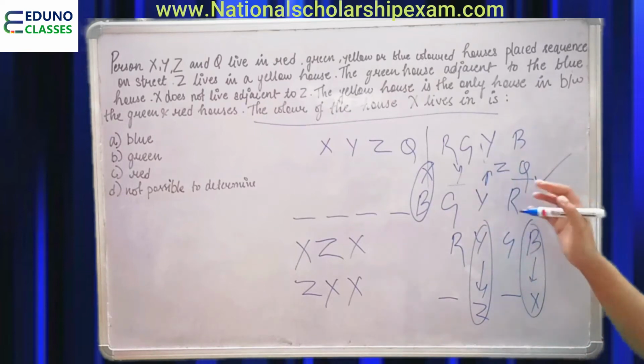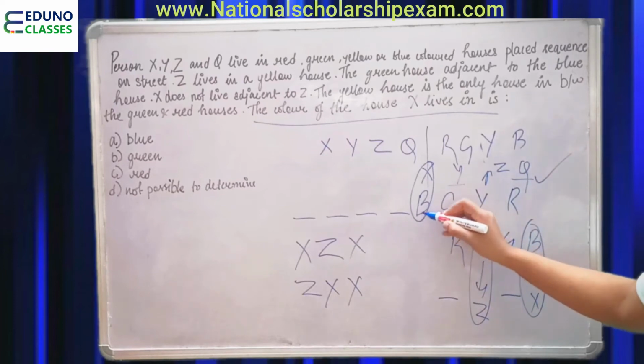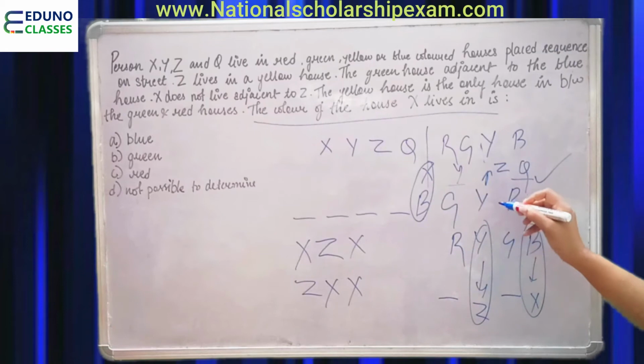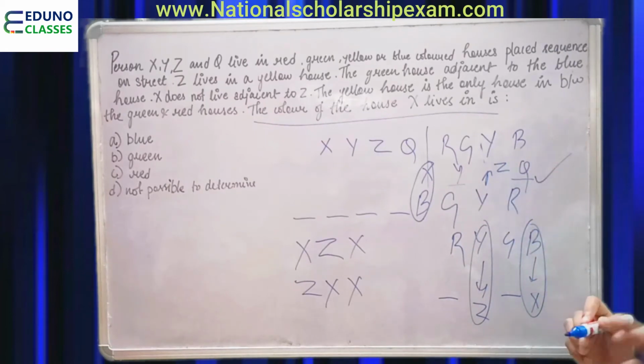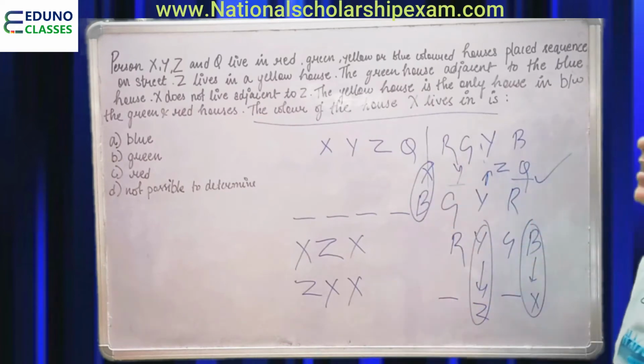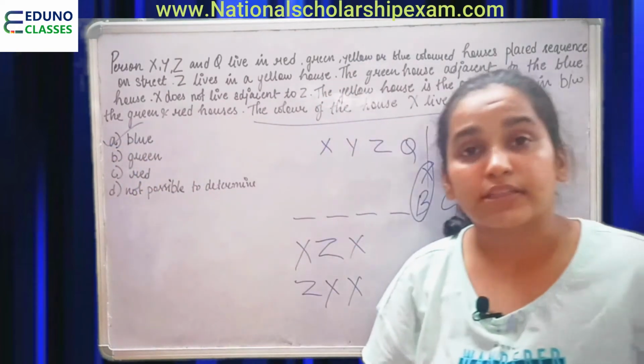So we have X, Y, Z, Q. In the blue house X lives, in the green house Y lives, in the yellow house Z lives, and in the red house Q lives. The color of the house X: X always lives in blue. So this is how we solve such kinds of questions.